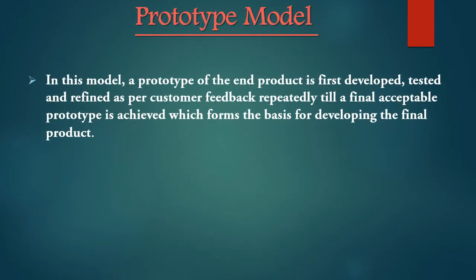The first point is, in this model, a prototype of the end product is first developed, tested and refined as per customer feedback repeatedly till a final acceptable prototype is achieved, which forms the basis for developing the final product. So here we firstly design and develop the prototype software according to the client requirement. Then we test the prototype software by looking into the requirements of clients.